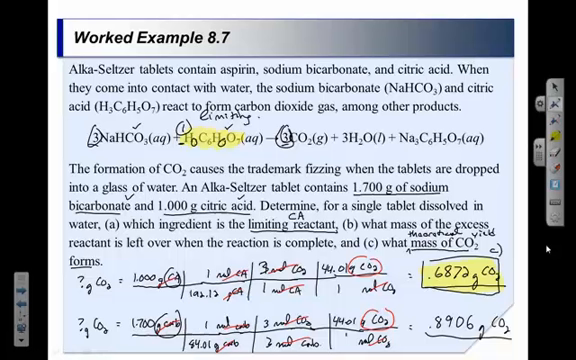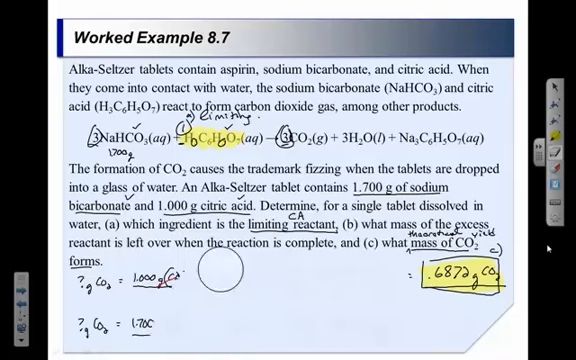So how do I answer part B, which says, what's the mass of the excess reactant left over? So my excess reactant is the sodium bicarbonate, and I've got 1.700 grams of that. Some of that's going to react, but that was excess, so some of it will be left over. How do I figure out how much is left over? Gotta get rid of some of this stuff so I can set that calculation up. If I want to know the amount left over, it should be the starting amount minus the amount that reacted.